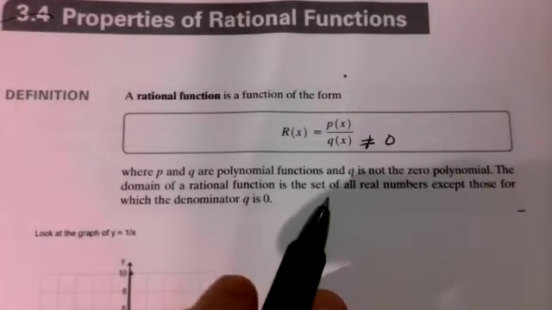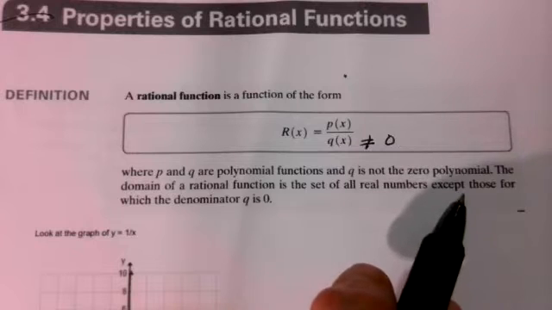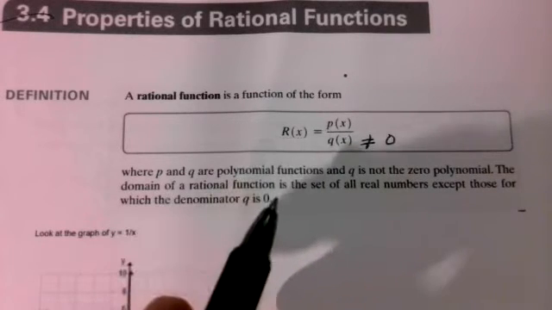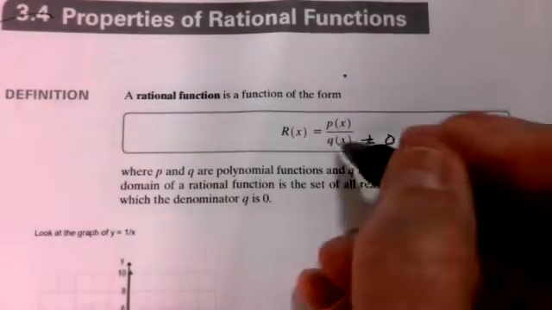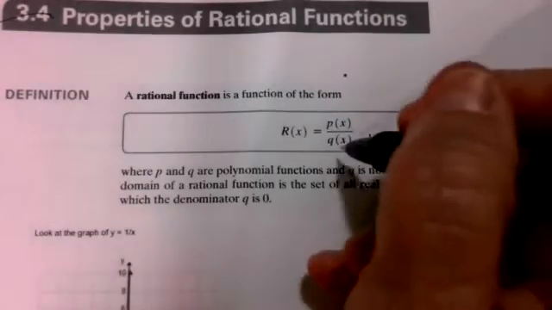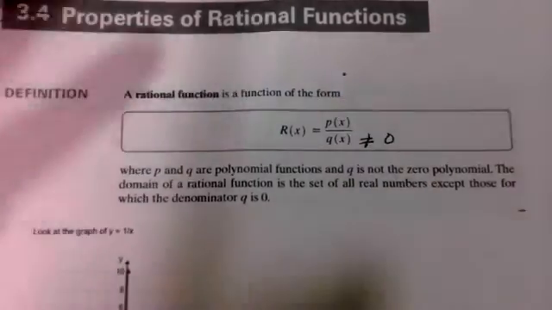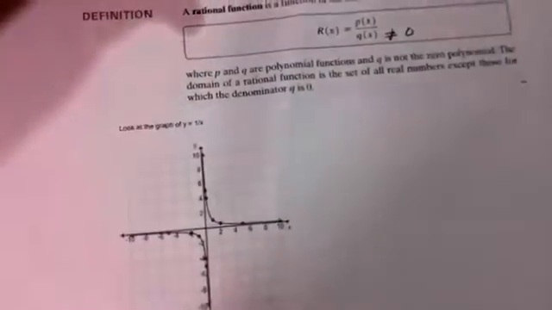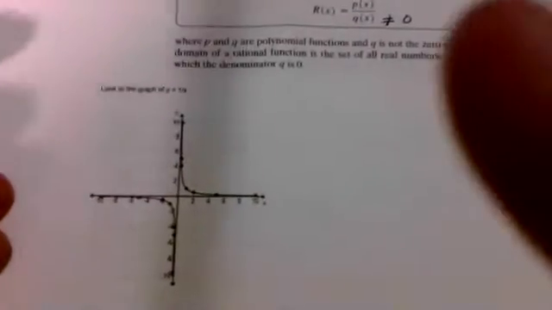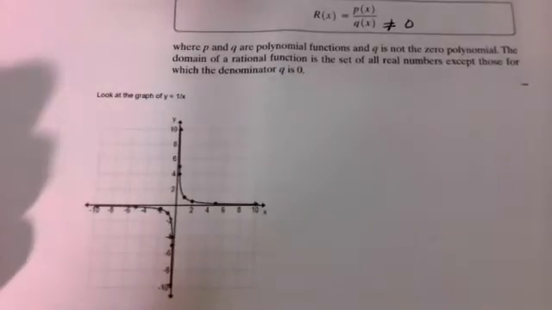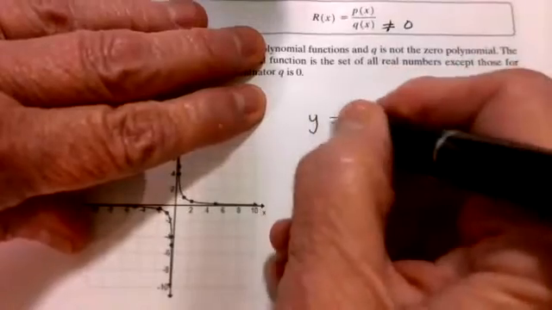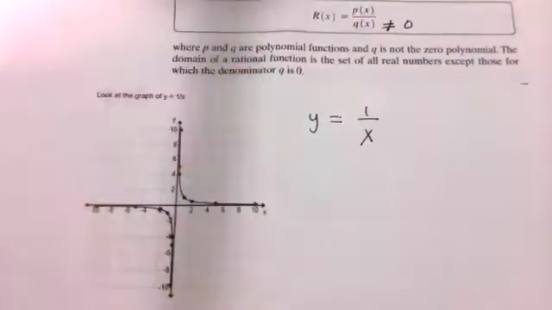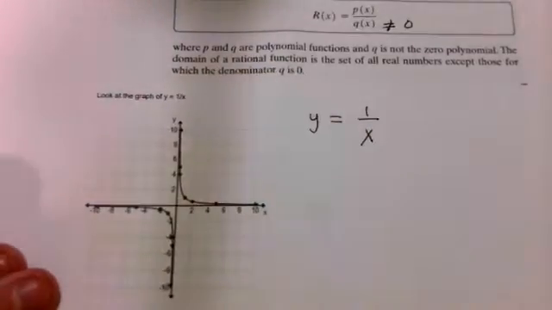The domain of a rational function is the set of all real numbers except those for which the denominator Q is zero. So we may have to exclude some values from the domain. This is the graph of the most basic rational function. For the most basic quadratic function, we had y equals x squared; y equals 1 over x is the most basic rational function. And rational functions have special things.